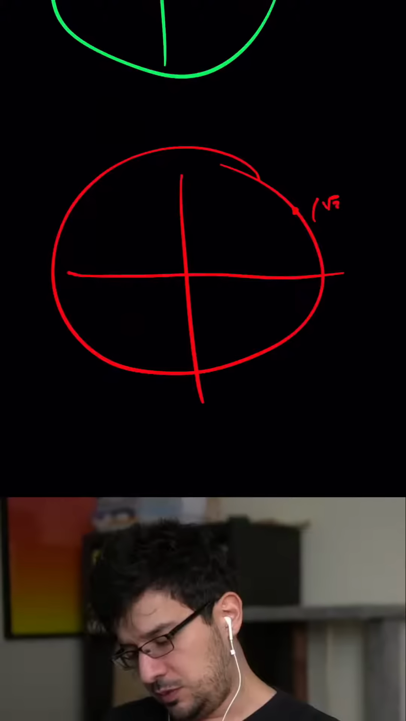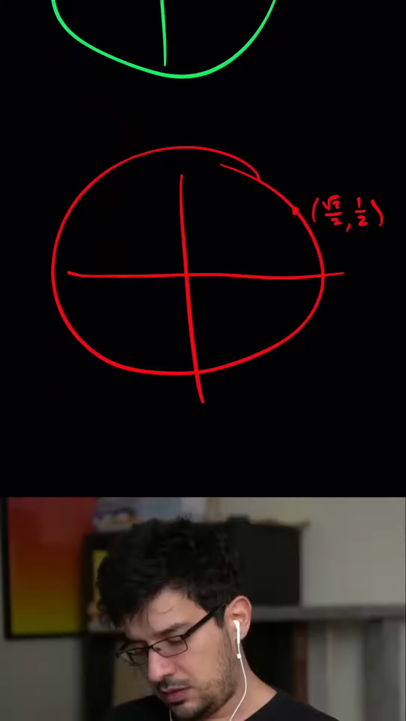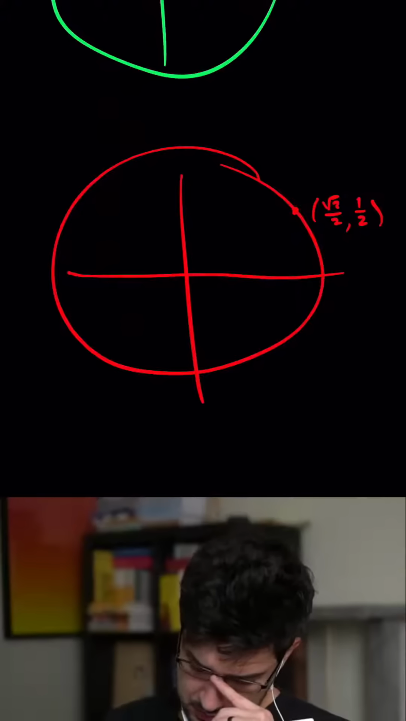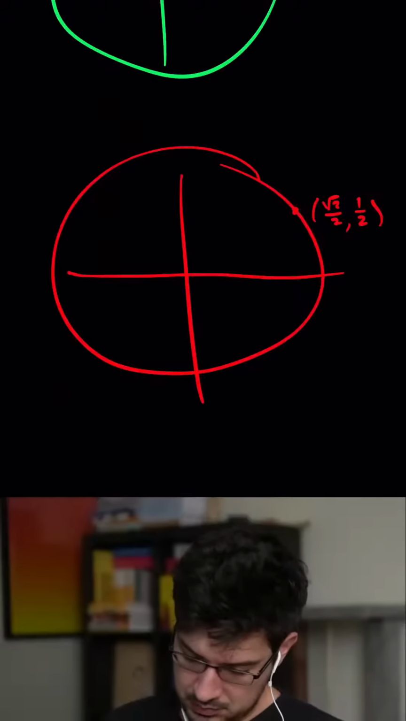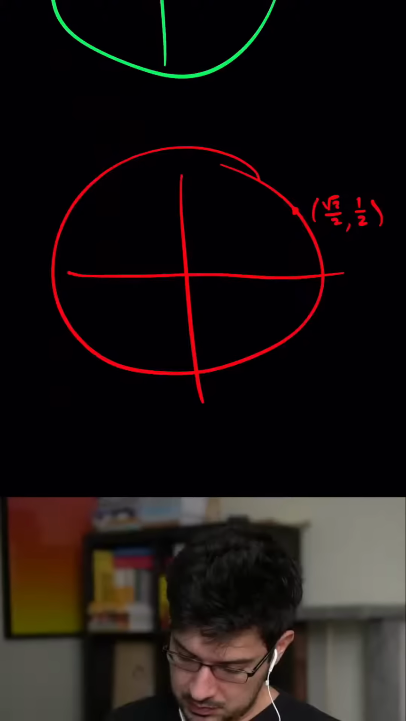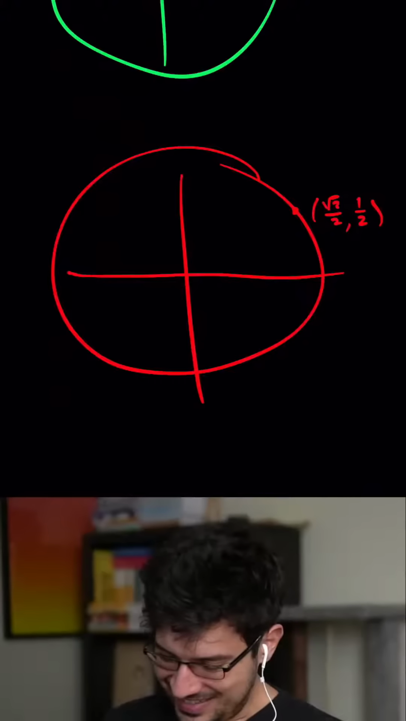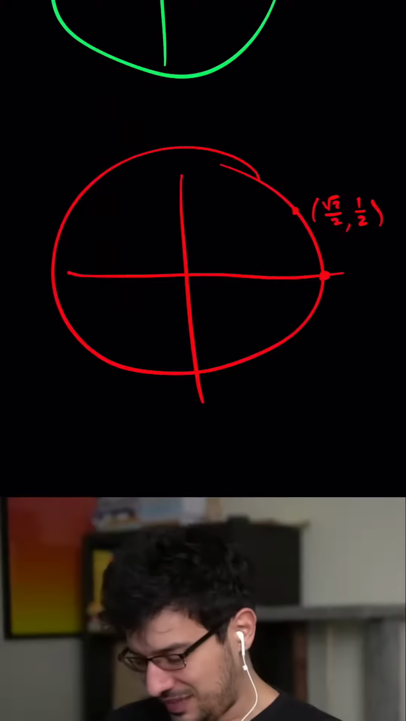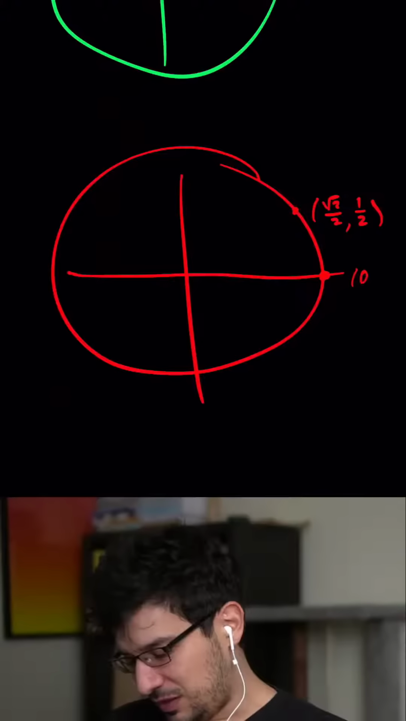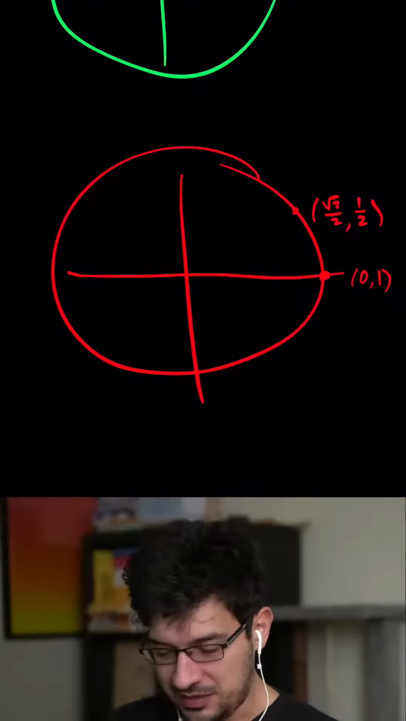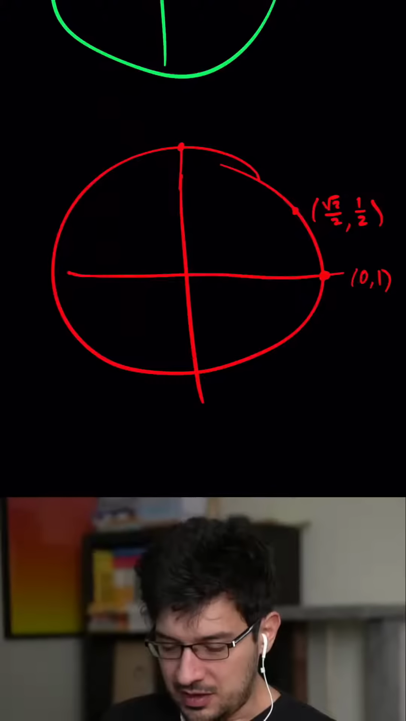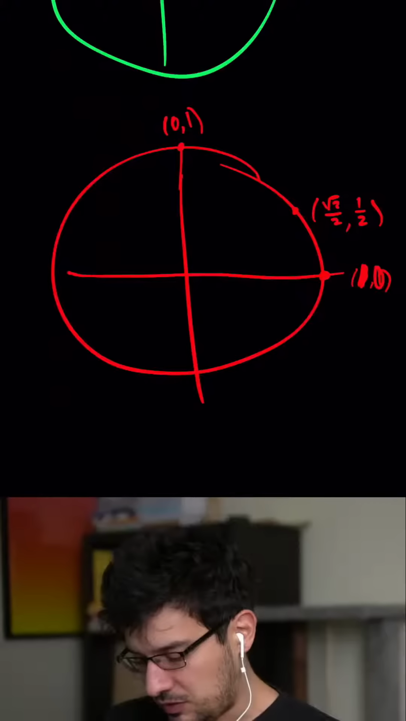Root 2 over 2, comma 1/2. Wait, is that right? I forgot. I have forgotten. Okay, so the unit circle is the circle with a radius of length 1. So these are easy. This one is 0, 1. This one is 1, comma 0.